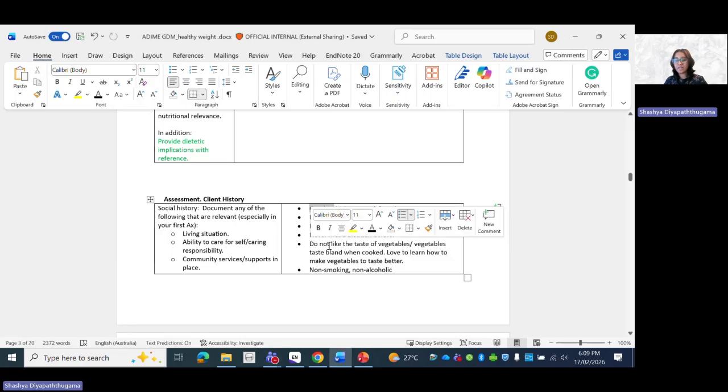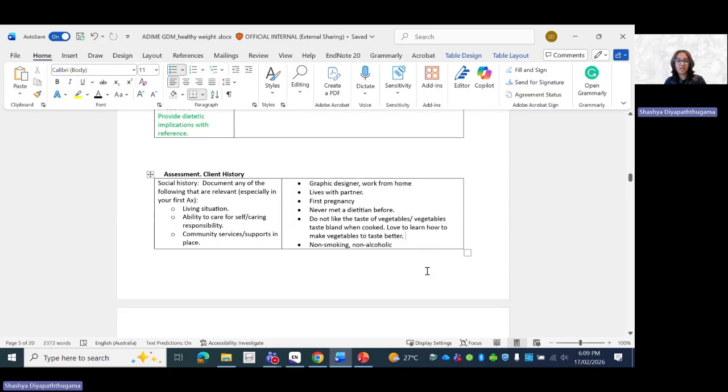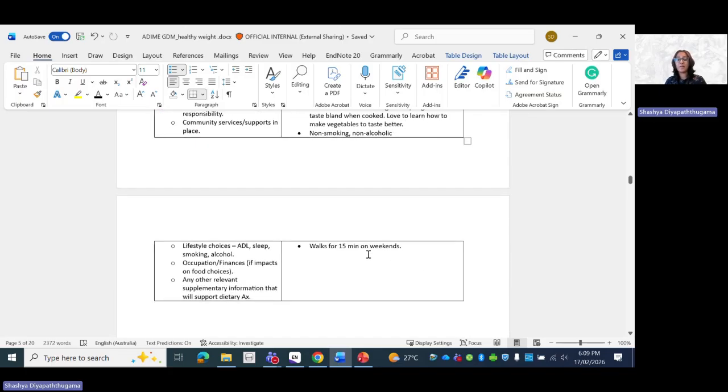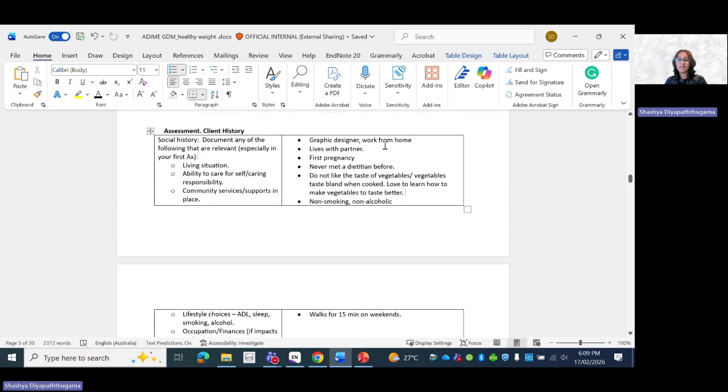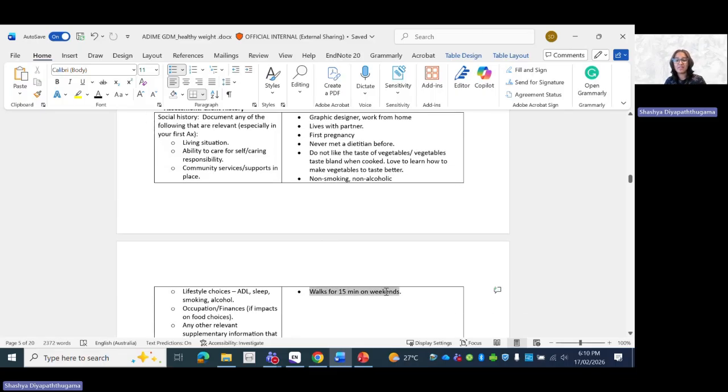And there is something we can know about her vegetable intake from here. She doesn't like the taste of the vegetables, and she says the vegetables taste bland when they're cooked. So she would love to learn how to make vegetables taste better. And she's non-smoking, non-alcoholic. And some idea about her physical activity. She walks for 15 minutes on the weekends, just that. And other than that, she stays at home. So this is the only physical activity that we know about her.